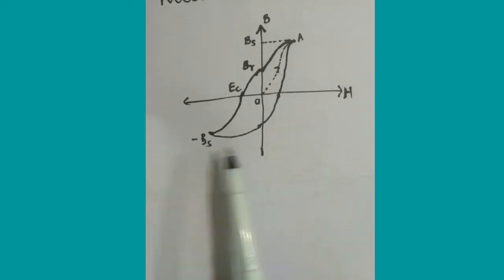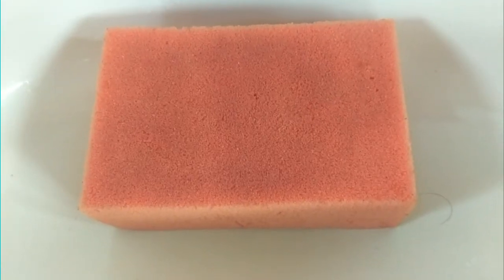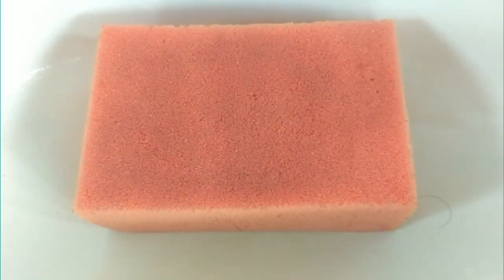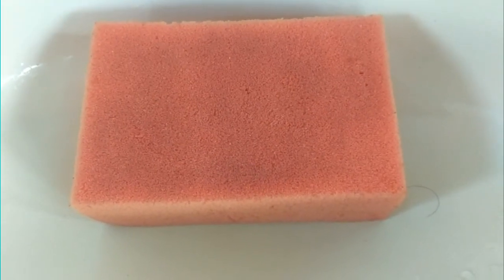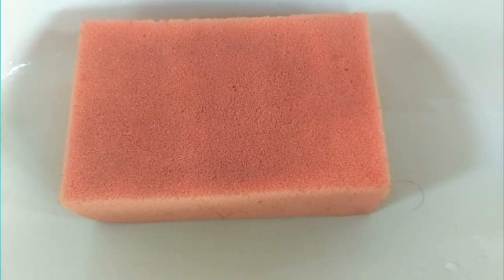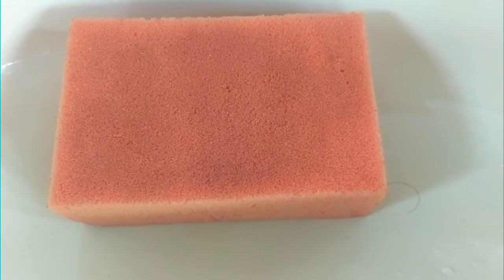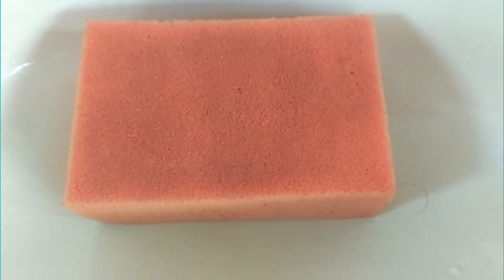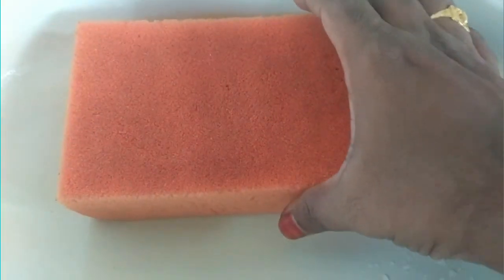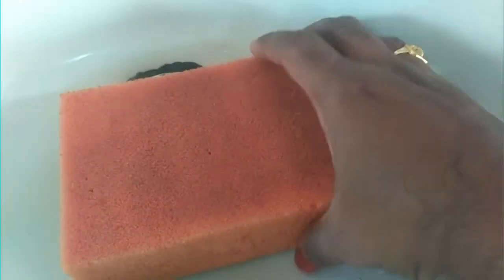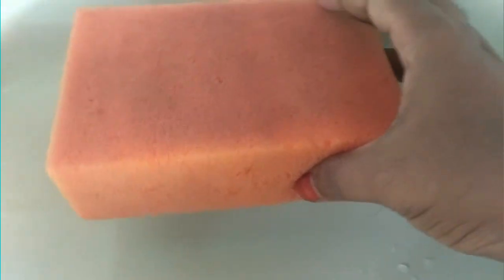So I have done a small activity to understand this. I'll show you. Actually, in the hysteresis loop we are discussing the ferromagnetic material. Here what we can observe is the variation of magnetization with respect to the change of applied magnetic field. For understanding purposes, I am taking a sponge. It is not actually a ferromagnetic material, I told you it is for understanding purposes only. Here I am showing this experiment.